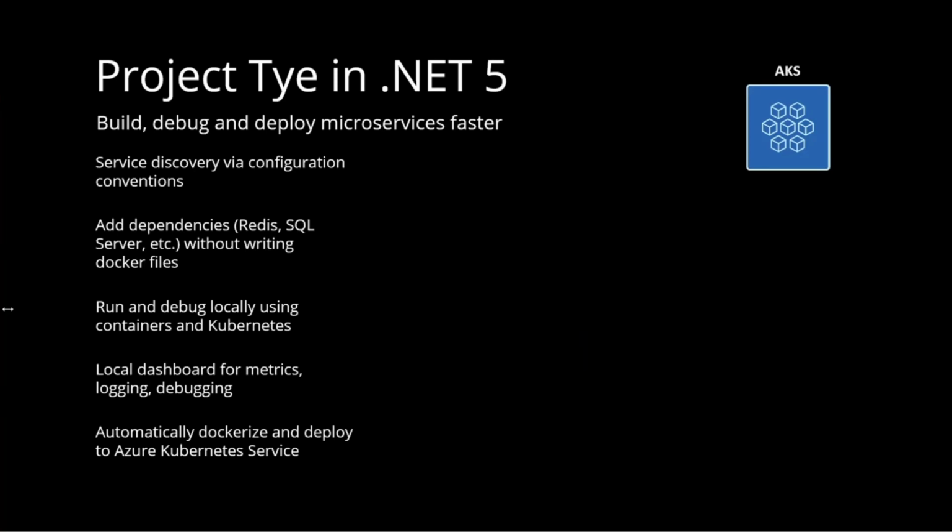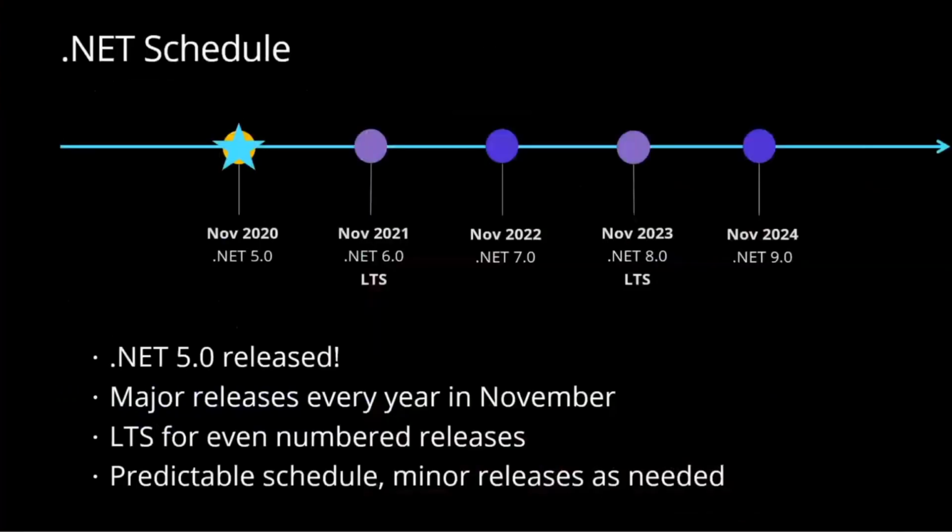Let me skip forward a couple slides here to talk about the .NET schedule. Xamarin Forms is ready to go. We deployed .NET 5 in November 2020. November 2021 is when .NET 6 is scheduled to be released. There will be a .NET Conf in November 2021, and that's when we're going to ship .NET 6.